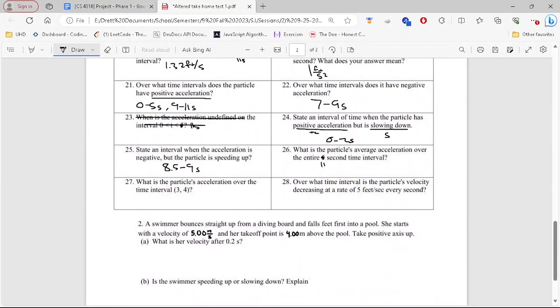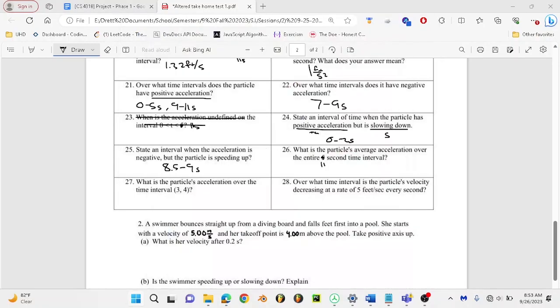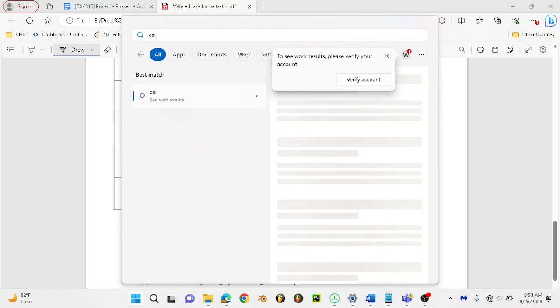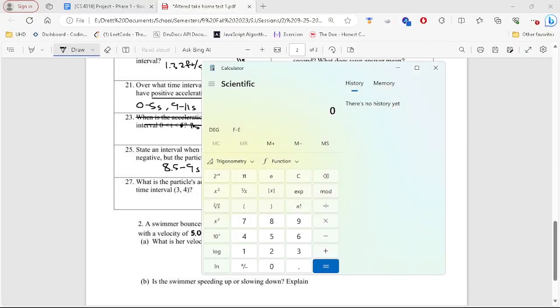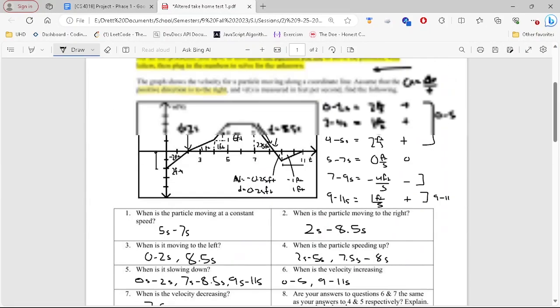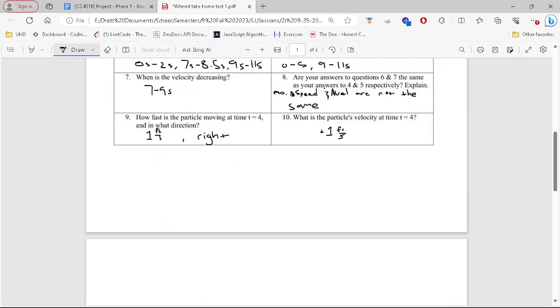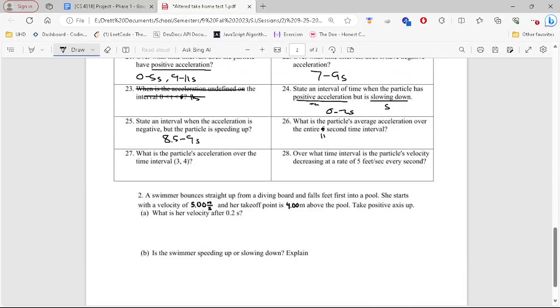Divided by the time that it takes, which is 11 seconds. So 2 divided by 11 is, I don't have the calculator, 0.18. So 0.18 is going to be the acceleration. It's going to be positive.